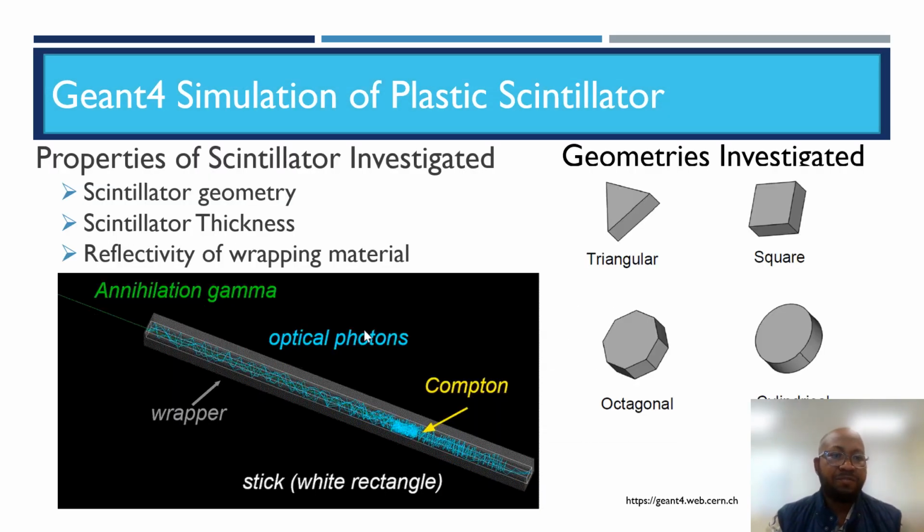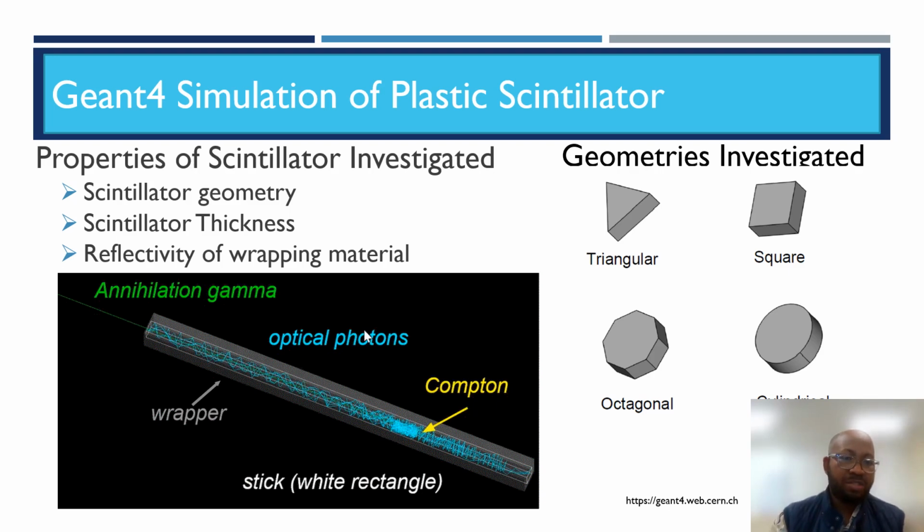The properties investigated during the GEANT4 simulations include the geometry and thickness of the scintillator, as well as the reflectivity of the wrapping material used in the simulation. The geometries investigated include a triangular geometry, a square-shaped geometry, an octagonal-shaped geometry, and finally a cylindrical shape.